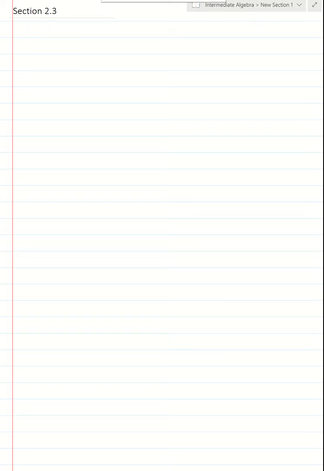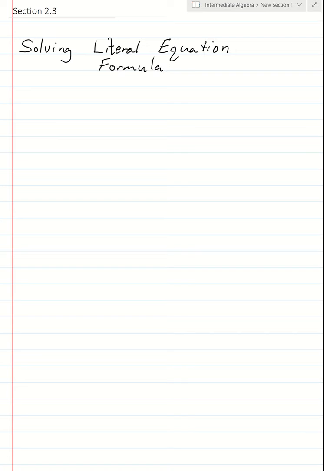Okay, so for our next section, section 2.3, we're still going to be using some of the basic operations that we did in section 2.1, solving the linear equations, except in section 2.3, we're now going to be solving what we call literal equations. Another way of saying this is that we're going to be solving formulas.